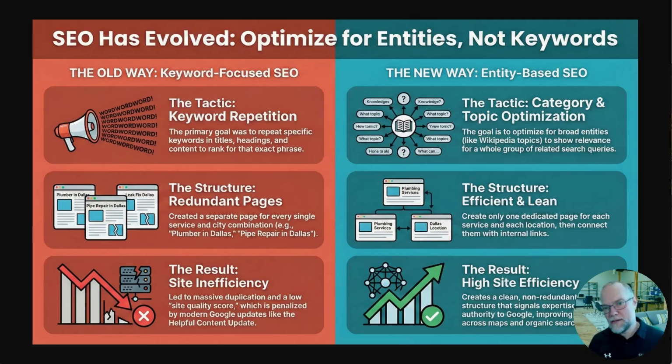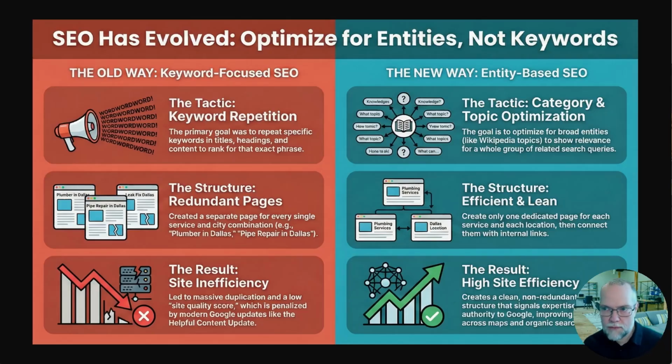So it's really important to understand how to optimize in today's search environment, and site efficiency is, in my opinion, the most important thing. So how do we achieve site efficiency? Well, number one is we stop optimizing for keywords and we optimize for entities. It is no longer a keyword-based algorithm. It has not been for several years. And so let me explain what I mean.